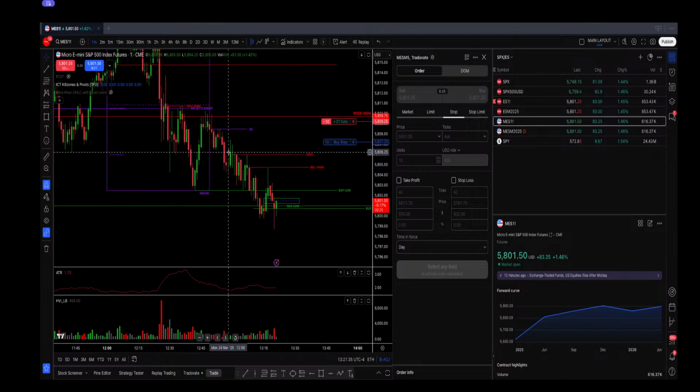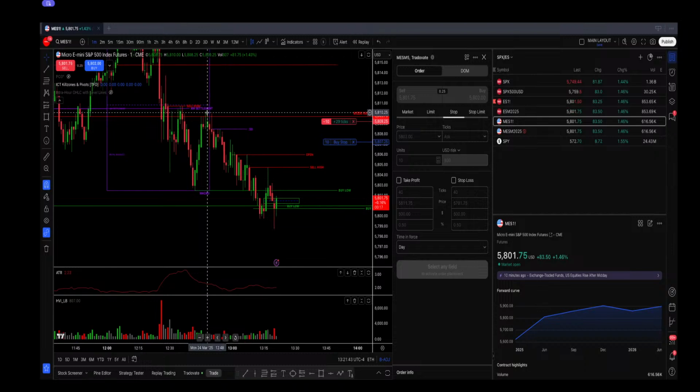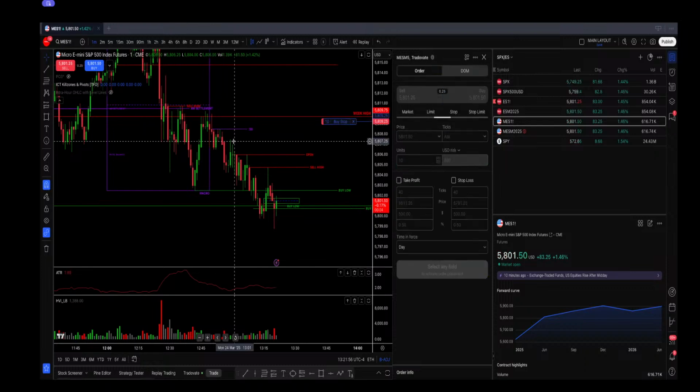So this sell would have been profitable, this one as well, this one, this one, this one, and this one would have been profitable. It is profitable, clearly, because I'm still holding the position. Alright, going into 1:30, I'm just going to put break even.